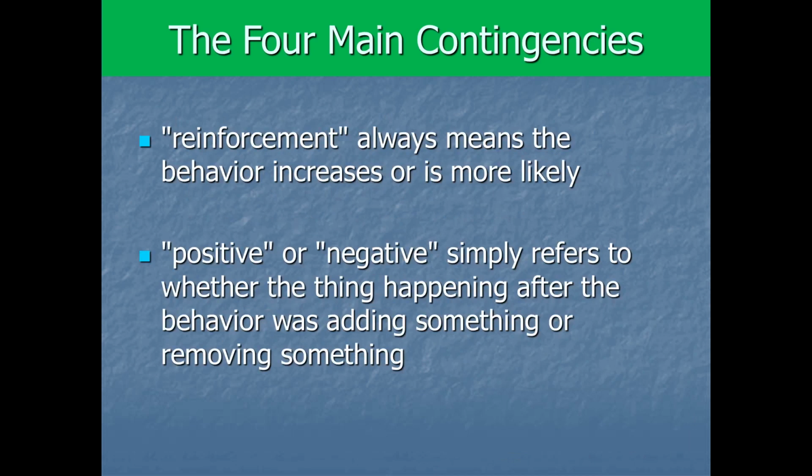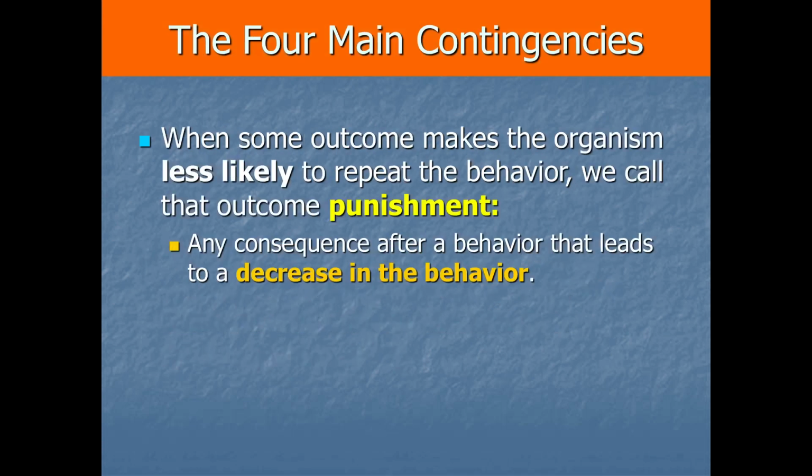So just to really hammer this home, reinforcement always means the behavior increases or became more likely, more probable, in the future. The positive or negative part simply refers to whether the thing happening right after the behavior was an addition of a stimulus or a removal of a stimulus. That's all we mean by positive and negative. So then, what's the opposite of reinforcing something? The opposite of making it more likely in the future? Well, let's talk about punishment.